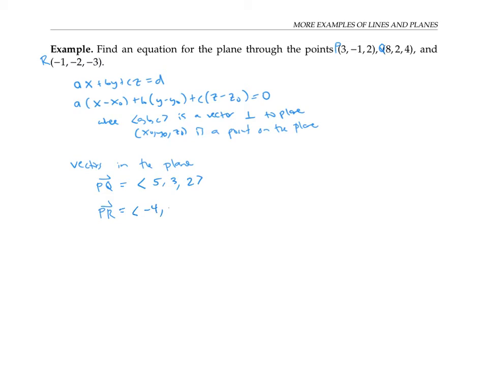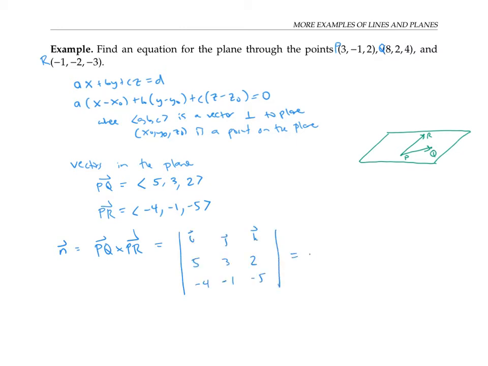(-4, -1, -5). Now I will get my normal vector n that's perpendicular to the plane by taking the cross product. I'll write out my matrix. And I get that my i component is going to be 3 times negative 5 minus negative 1 times 2, minus my j component. And here goes 5 times negative 5 minus negative 4 times 2, plus my k. And here goes 5 times negative 1 minus negative 4 times 3.